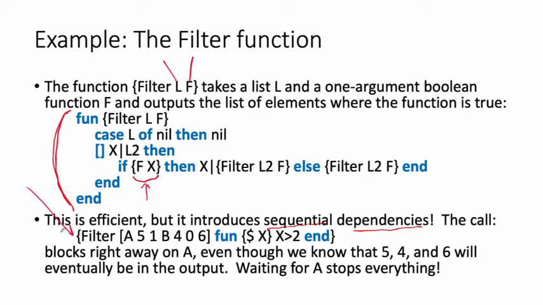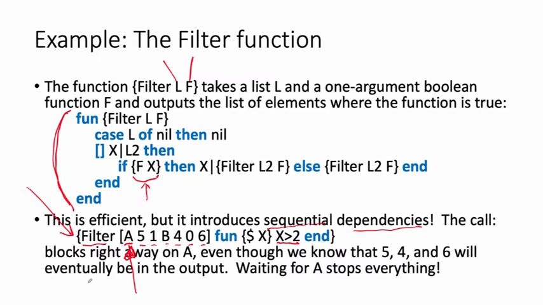So here's an example. If we do filter of A, 5, 1, B, 4, 0, 6, and the function is testing whether x is greater than 2. The A is an unbound variable here. Why is it unbound? Well, it might be computed by something else. Maybe we don't know it yet. So there's some waiting we could have to do here. But this filter function will block on the A right away.